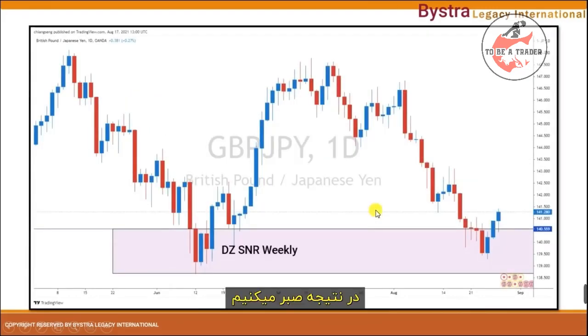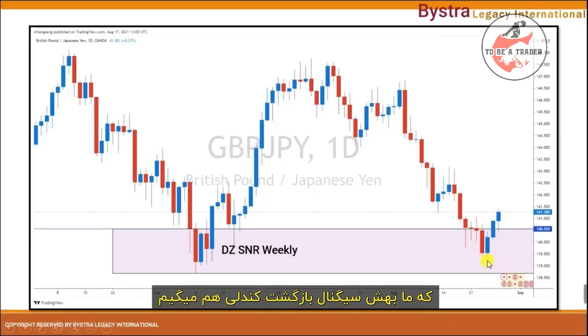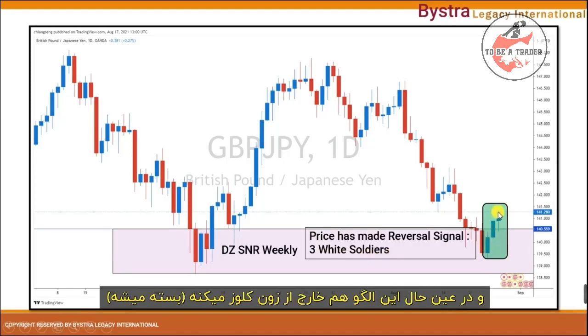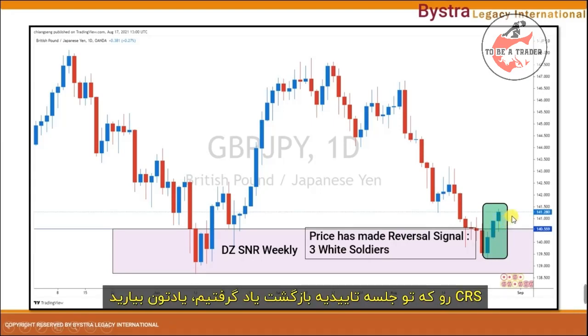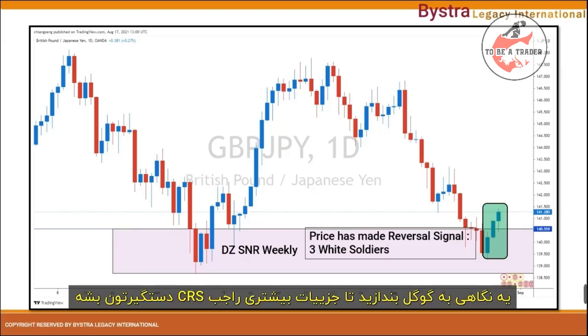So we wait. Once at the daily time frame it shows that there is a rejection, or what we call the candlestick reversal signal, price made three white soldiers and at the same time closed outside of this zone. Remember the CRS that we learned, the class on confirmation of rejection. Yes, we learned about that, okay? So have a look on Google for more detail on the CRS.